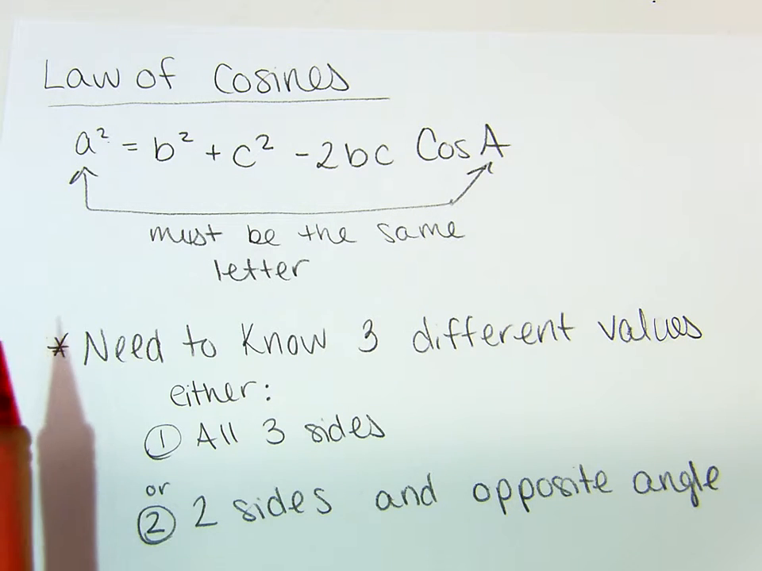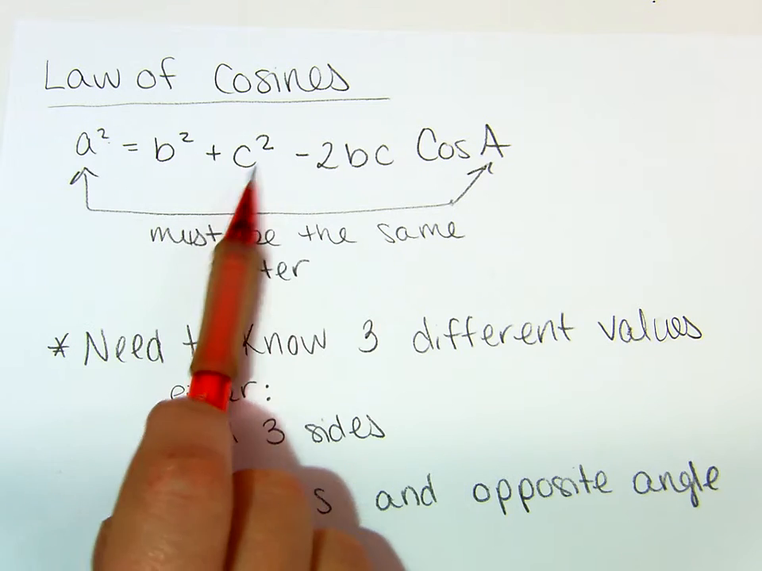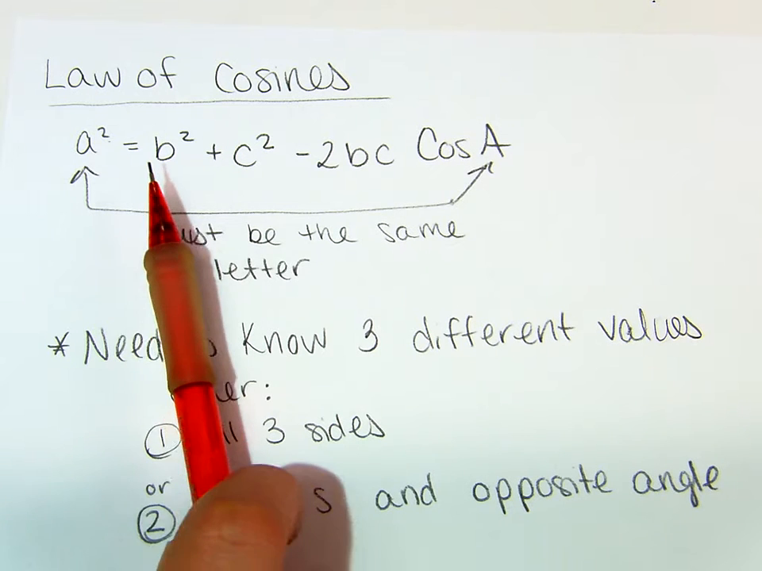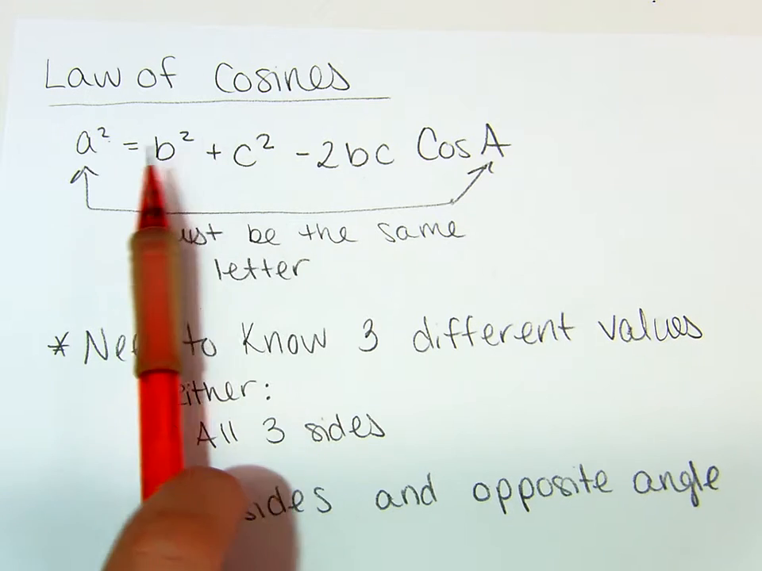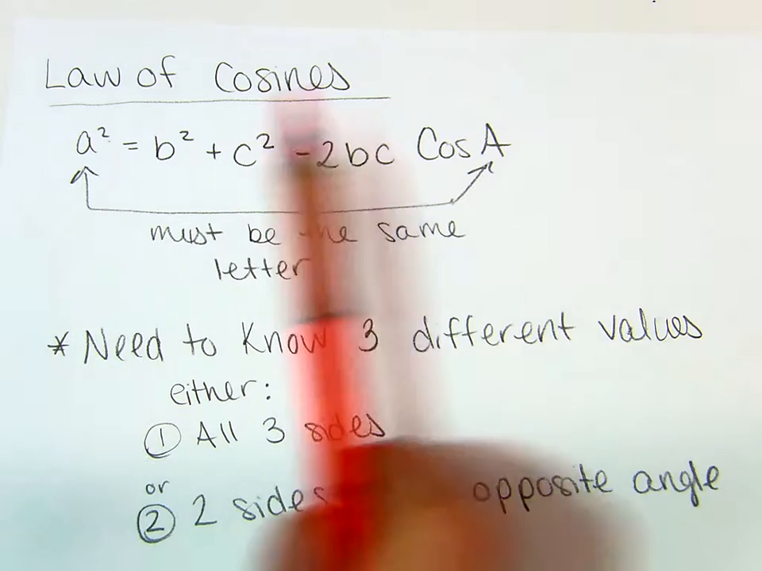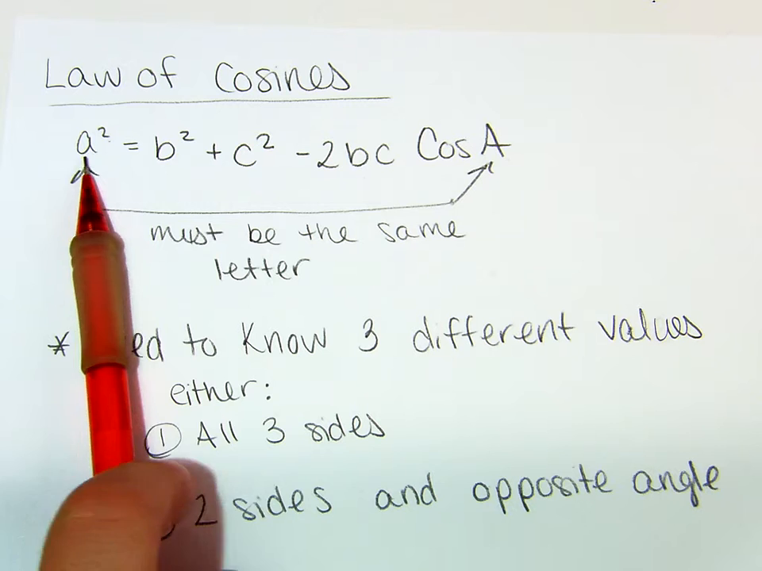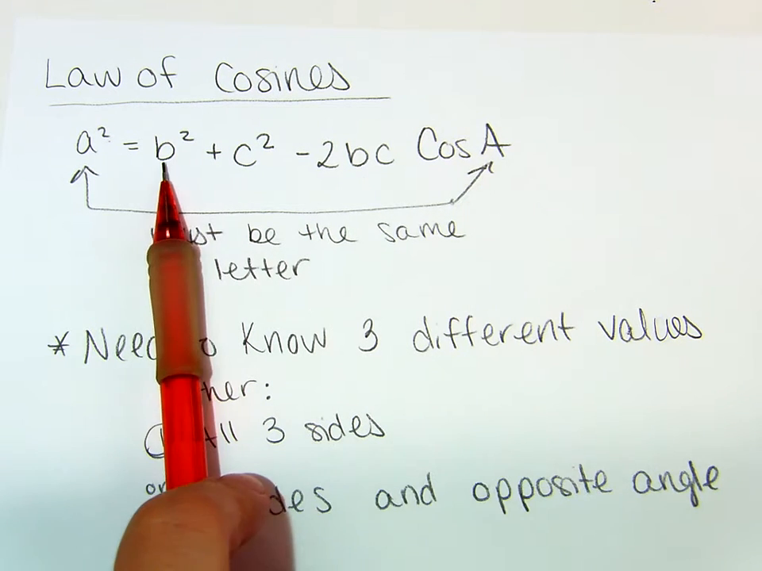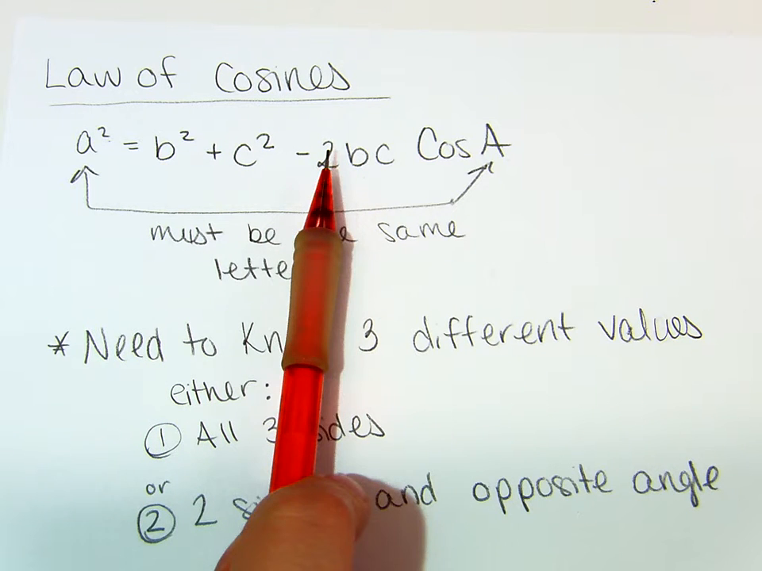So for law of cosines, you have the equation a squared equals b squared plus c squared minus 2bc cosine of A. You can use this for any side that you're trying to find or any angle that you're trying to find if you know three different values. The only thing that has to happen is this beginning letter must match the letter that you're taking the cosine of. So if this was b squared, this would have to be the angle B, and here you would have b instead of a in that part.